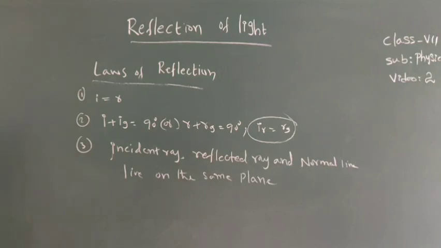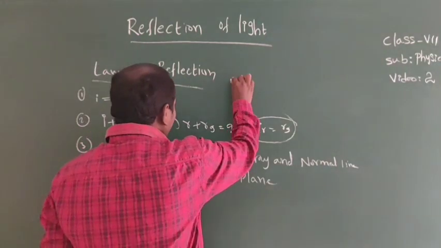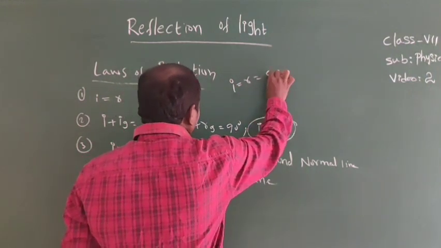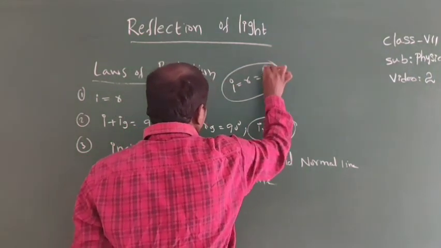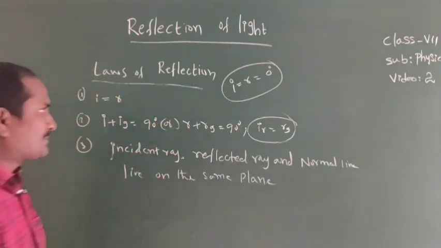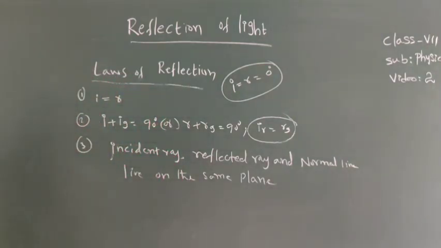If a ray of light is incident normally on a plane mirror, then the angle of incidence is equal to the angle of reflection, that is equal to 0 degrees. These are the laws of reflection.